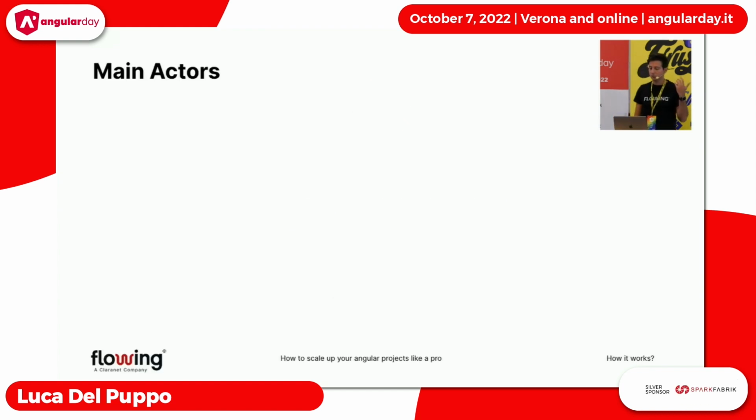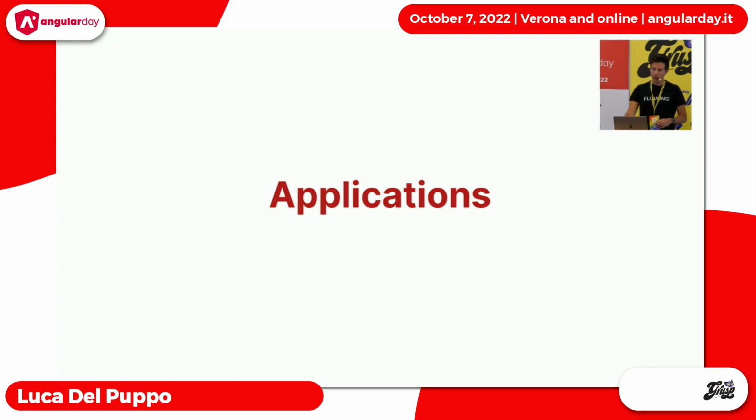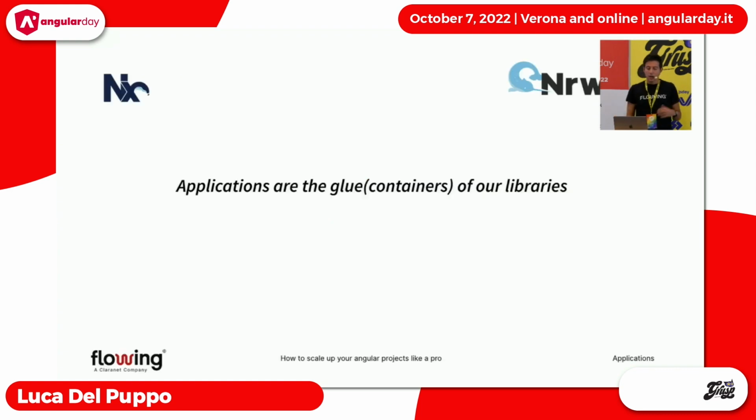In Nx, there are three main actors. The first one is the application, the second one the library, and the last one the tools: generators and executors. Let's start from the first one, application. Applications in Nx are the glue of our libraries. So we can use the application to link our libraries together. The business logic is not inside the application, but the application makes our libraries alive.